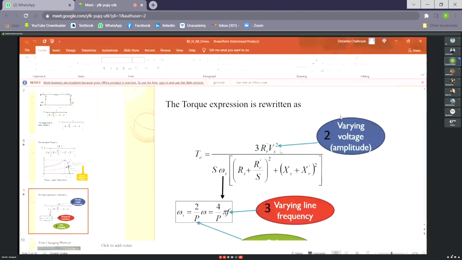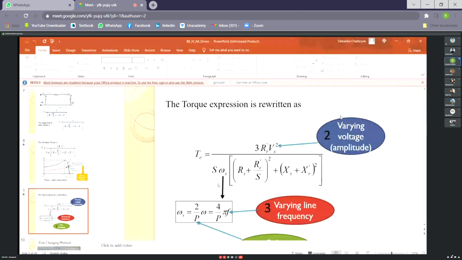So therefore, the second method, what we had shown there, that is by varying the stator voltage. So that is also valid. That means that if you vary the voltage, naturally your speed and torque both can vary. And then this part, omega s, if you just split up, it will be like this: 2 by p into omega. Omega is 2 pi f, so you get 4 by p into pi f. So naturally it is frequency. So generally the torque will depend on frequency also. And then pole also, pole P.